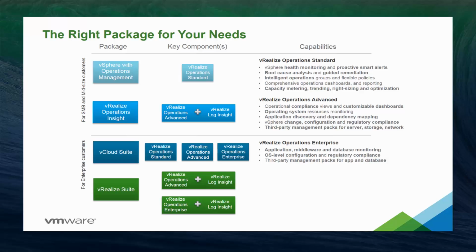So vRops can be purchased as a standalone product or in a bundle, much like many of our other products. The standalone product comes in 3 editions: Standard, Advanced, and Enterprise. Standard gives you core health monitoring with proactive smart alerts, root cause analysis, and guided remediation. So all those basic core functions and features associated with vRealize Operations are in that Standard edition, of course.